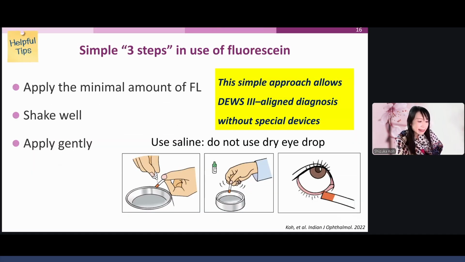Fortunately, obtaining these findings is actually very easy. Only 3 points are important. Number 1, use the minimal amount of fluorescein. Number 2, shake off excess solution. Number 3, apply gently. No special equipment is required. Even in the DEWS III era, this simple technique provides valuable clinical information.